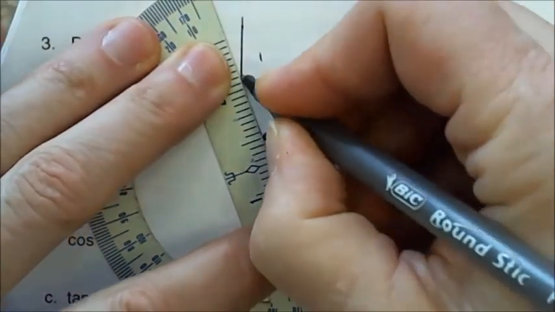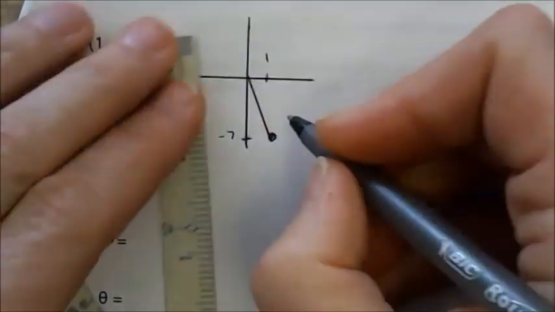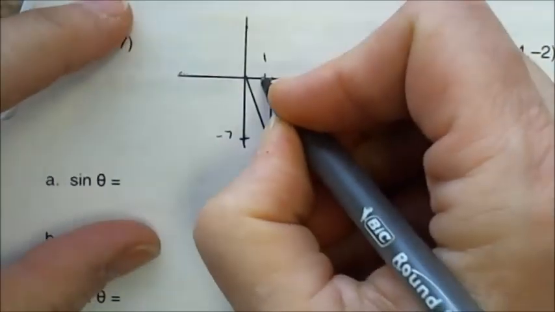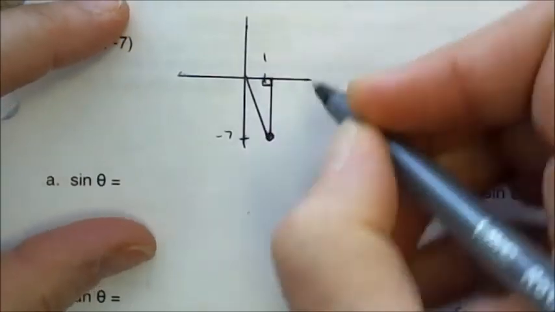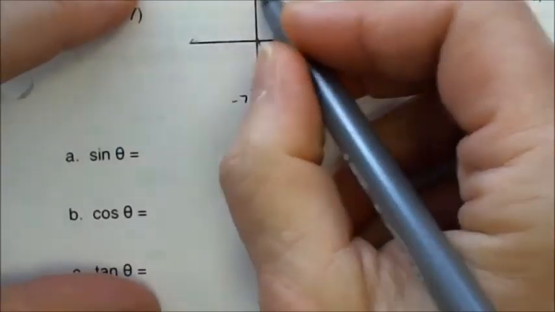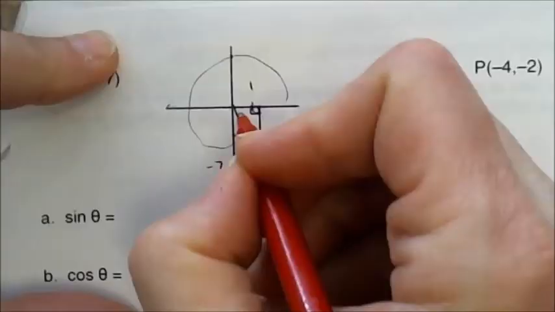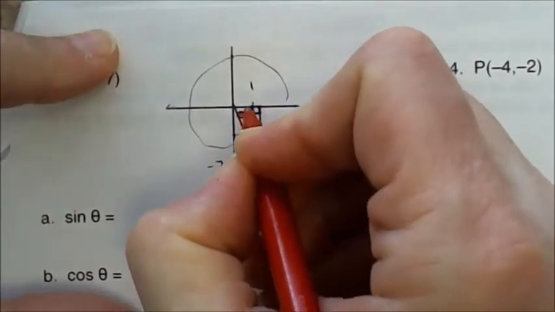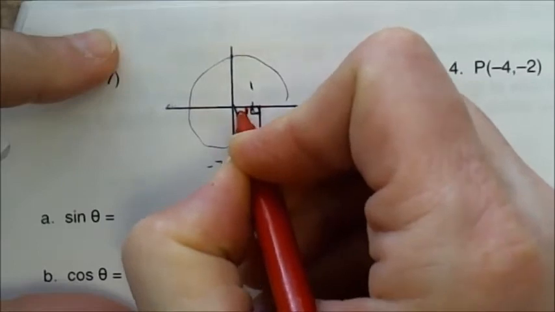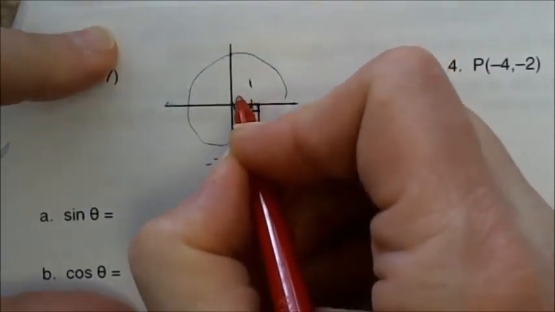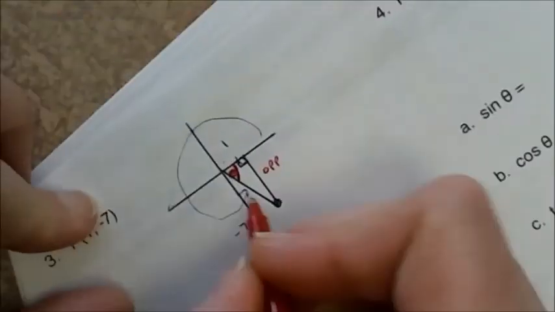Connect that with the origin. Drop the perpendicular up to the x-axis. We'll mark our right triangle. And remember, this is theta, the big one is. But it's a lot easier if we just call this little acute angle inside the right angle theta. So this will be the opposite side, and this will be the adjacent, and this is the hypotenuse.